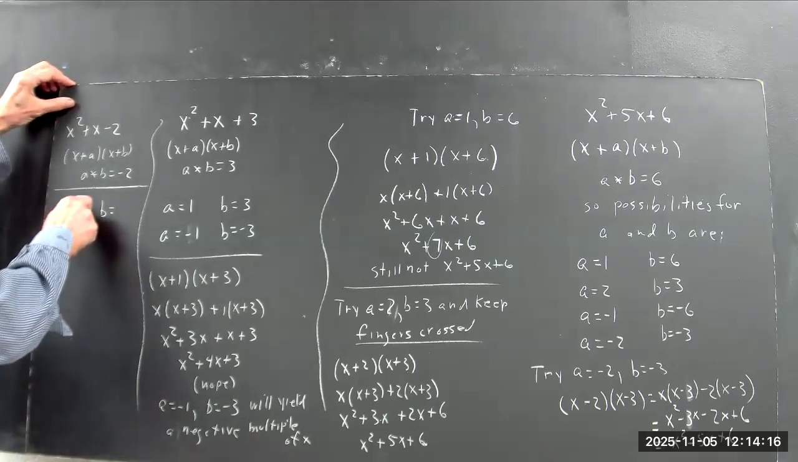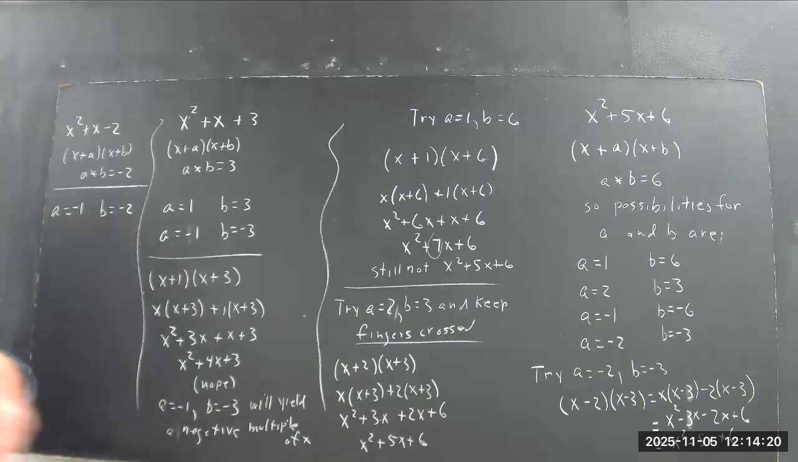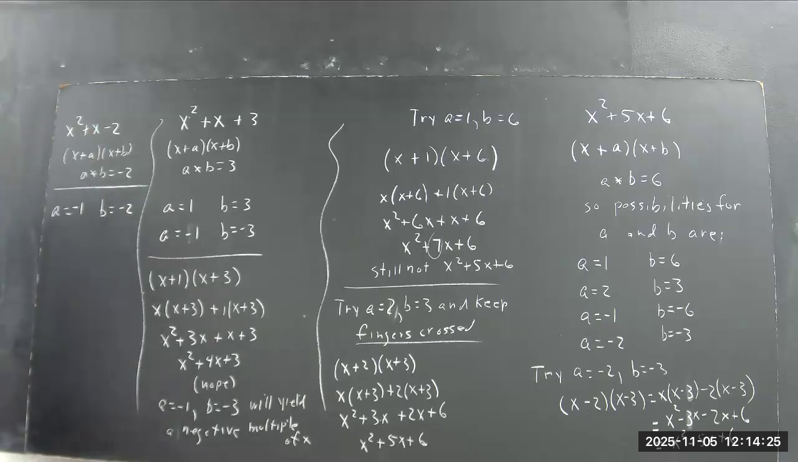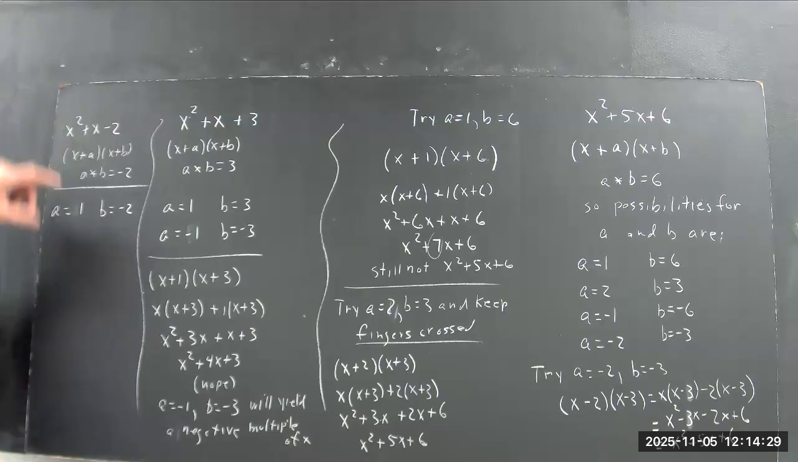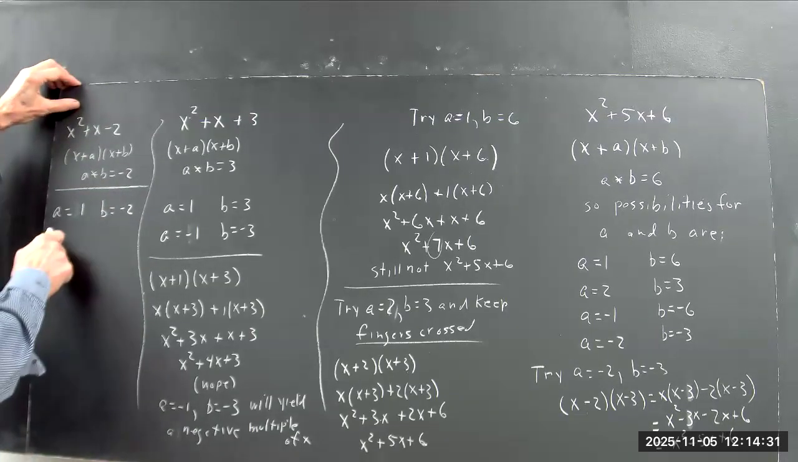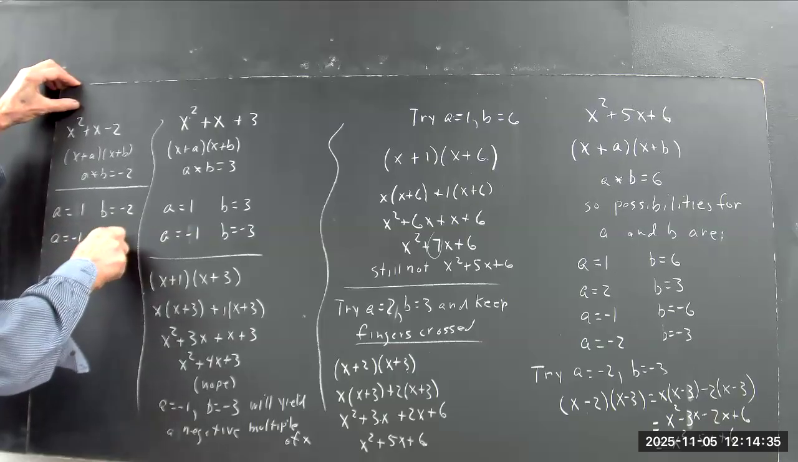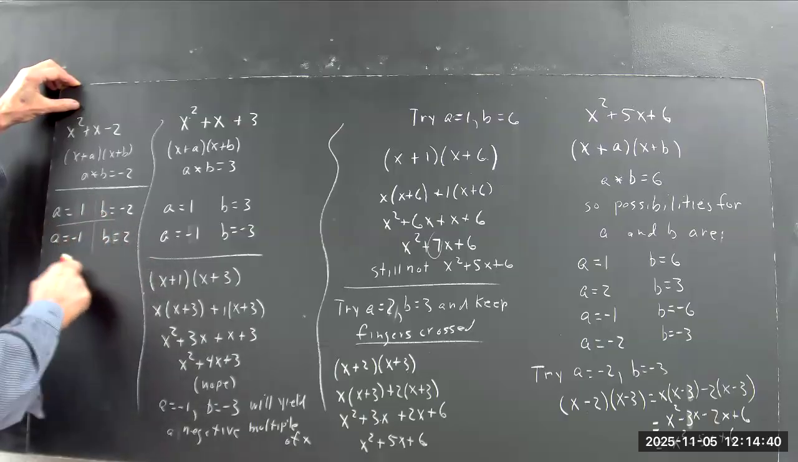We can't use -1 and -2 because this times this would be +2, and we wouldn't have a -2. But we could do a equals 1, b equals -2. That multiplies out to -2. Or we could have a equal -1 and b equals 2. Those are the two possibilities.